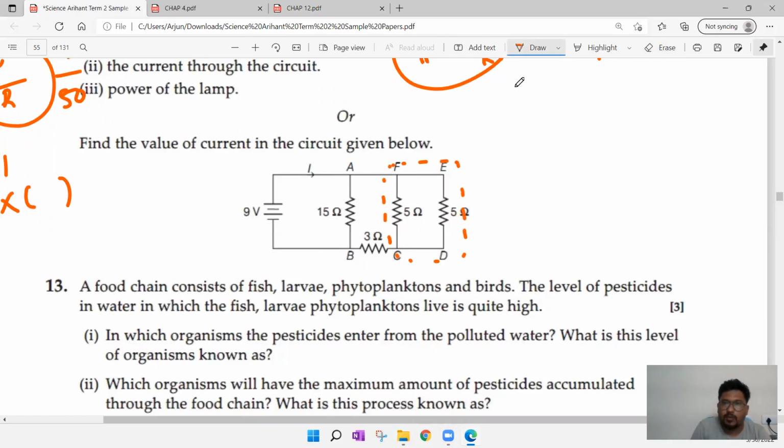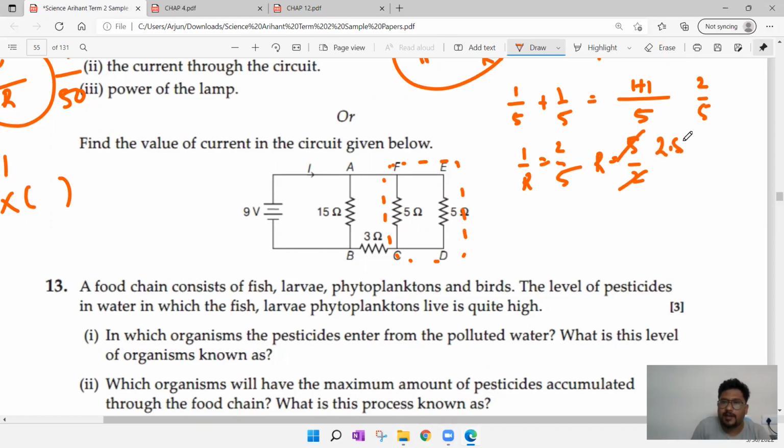Solve this system. 1 by R is equal to 1 by R1 plus 1 by R2, which is nothing but, LCM for 5 and 5 is 5. 1 plus 1, that is 2 by 5. So 1 by R is equal to 2 by 5. R is equal to 5 by 2, which is 2.5. So after solving this system, we got 2.5.